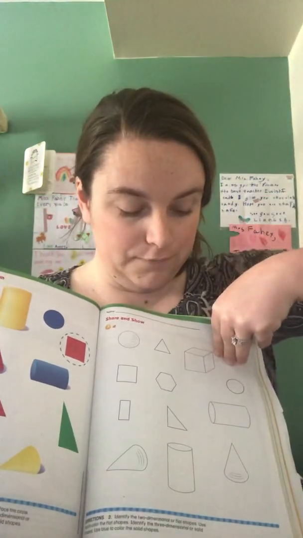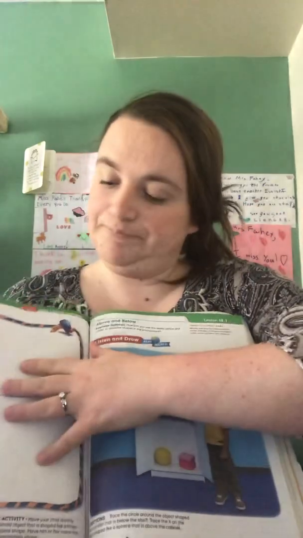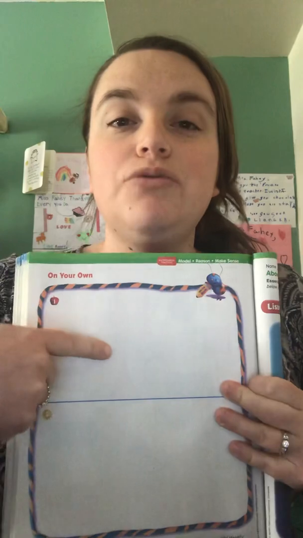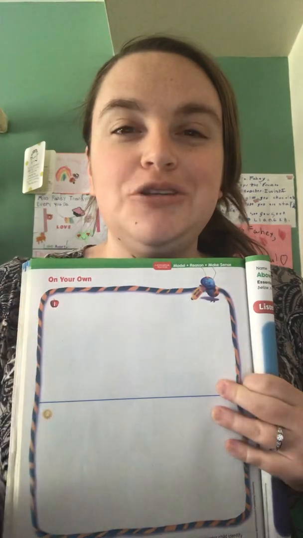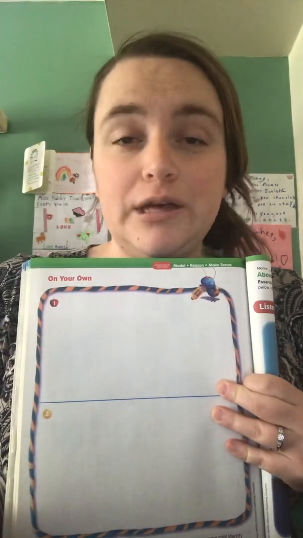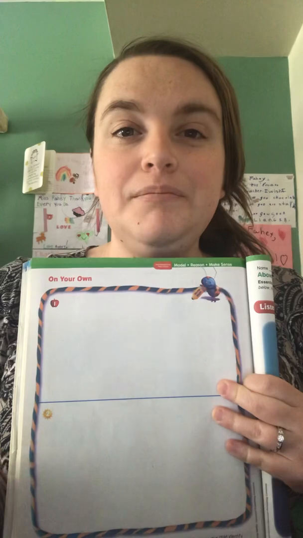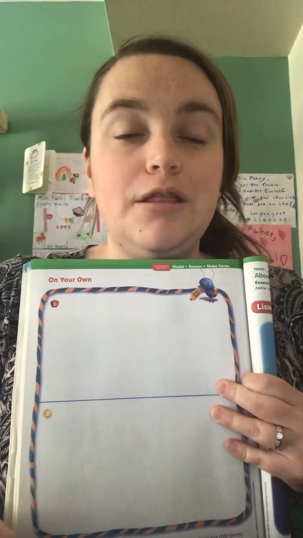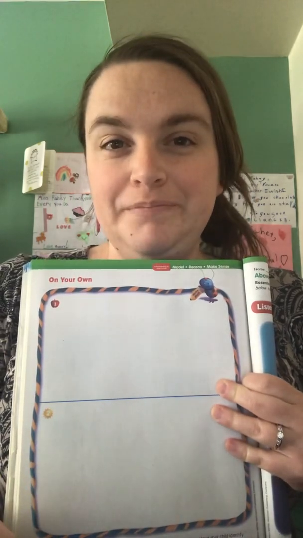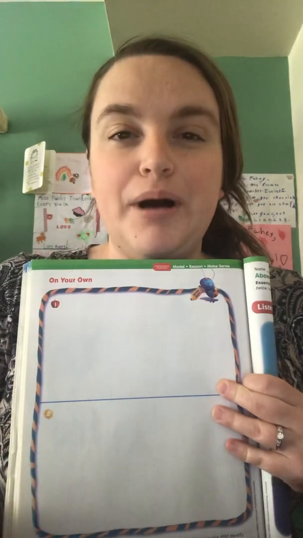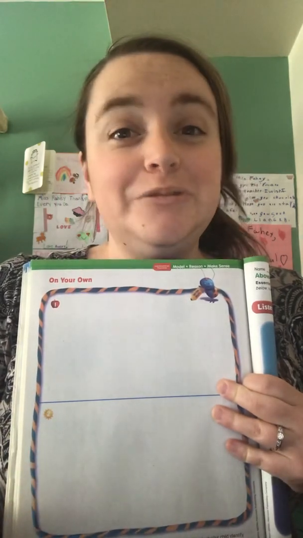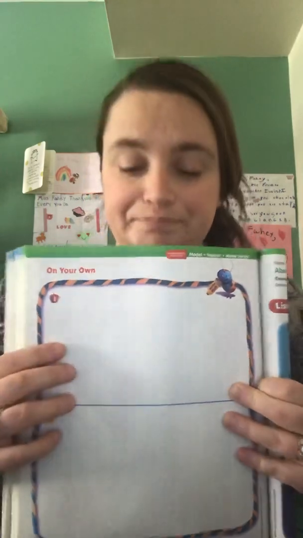And let's come to page 436. In the top box, I would like you to draw your favorite two-dimensional shape. You can color it if you want to. You don't have to. And at the bottom, draw your favorite three-dimensional shape. Which one do you like the most? Draw it and color it if you would like at the bottom. Really hard work, KB. Let's keep going.